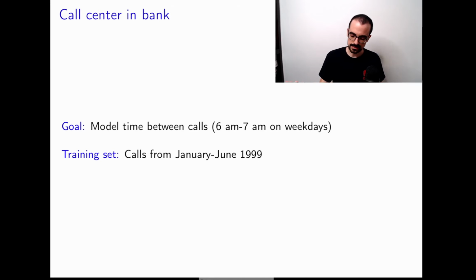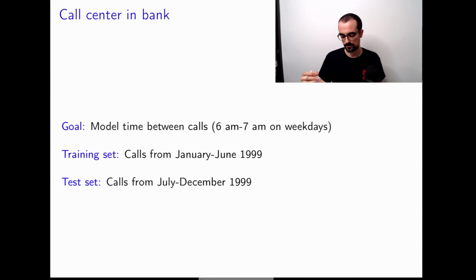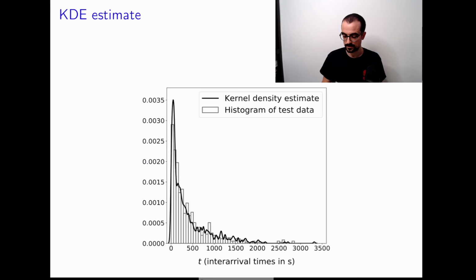We have training data that are calls from January to June 1999, and a test set that are calls from July to December. So what we're going to do is use a non-parametric density estimator based on kernel density estimation, and we're going to compare it to fitting an exponential. This is what the kernel density estimate looks like. It's a little bit noisy, but it adapts reasonably well to the shape of the test data. So I'm showing you here a superposition of the histogram of the test data with the kernel density estimate on top.